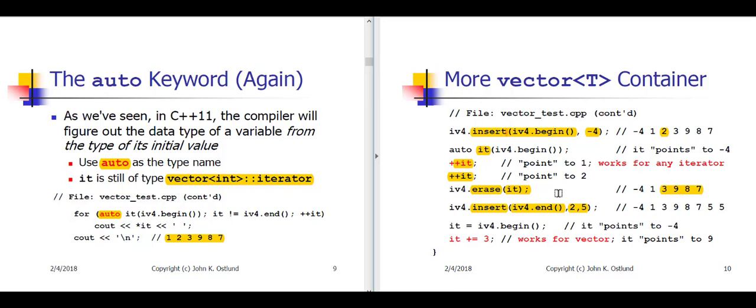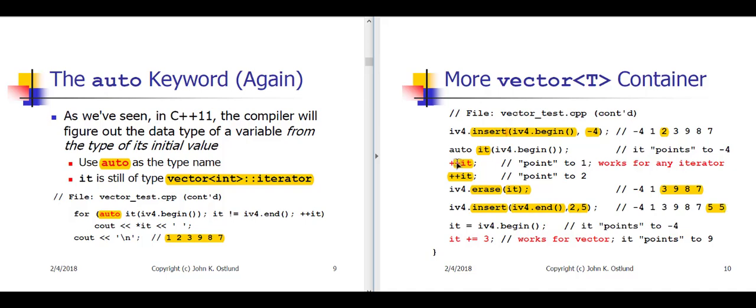So the upshot is, if we insert two 5s ahead of the end iterator, we're going to end up with 5 inserted twice following the 7. Now remember that end is one past the final element, so end is one past the 7, and we're inserting two 5s ahead of the end, which puts those 5s after the 7.